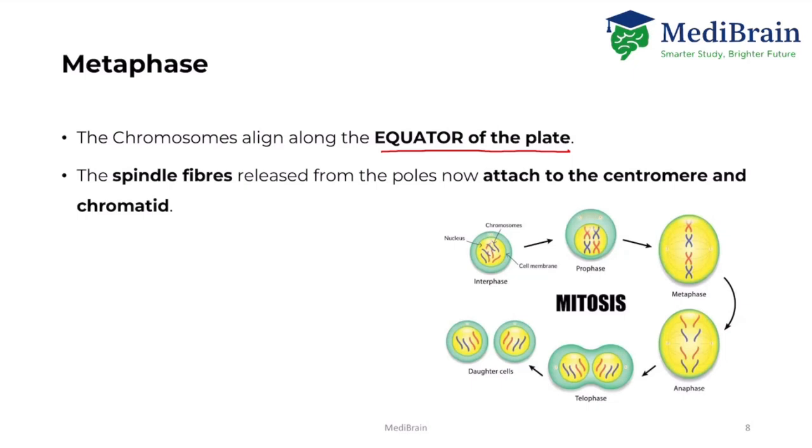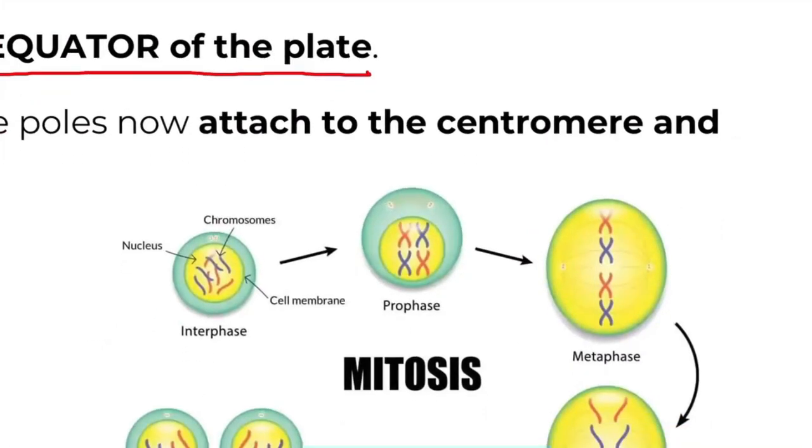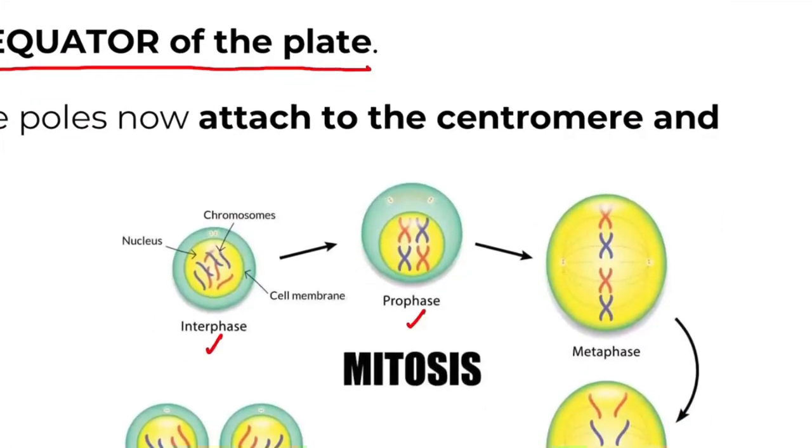Now, what that actually means is, we've looked at interphase already, we've looked at prophase, and we can see that these chromosomes have condensed and become visible. And we can see that these centrioles with spindle fibers have moved to opposite ends of the cell.